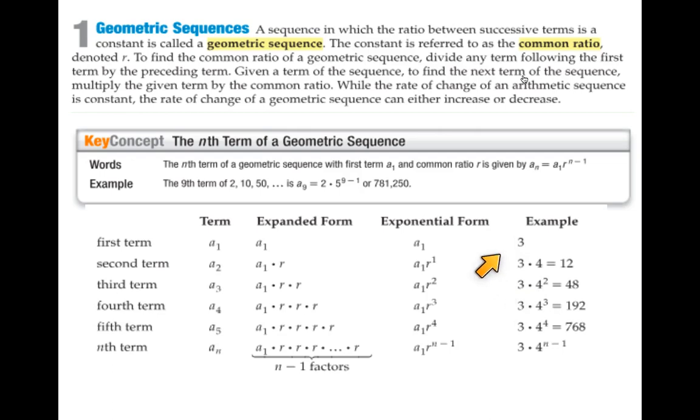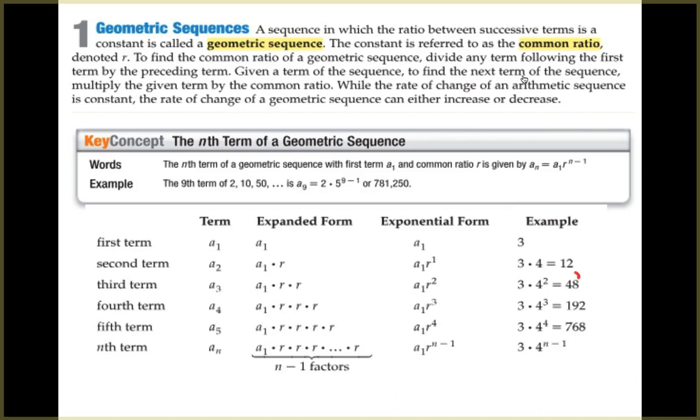If I take any two consecutive terms, so if I take this term and divide it by the previous term, I would get 3 times 4 squared over 3 times 4, and everything cancels except for a 4. And so that becomes my common ratio. Another way to think about it is that the way I get from one term to the next is I multiply by 4. Either way is fine. The critical part is that we're not adding or subtracting a value. What we're doing is multiplying by a number, and that will get us to the next term.